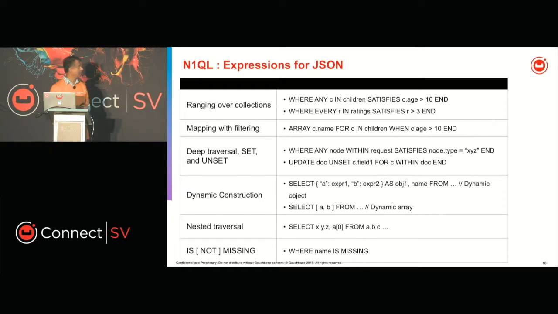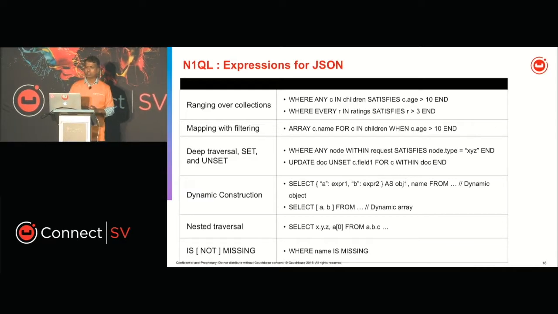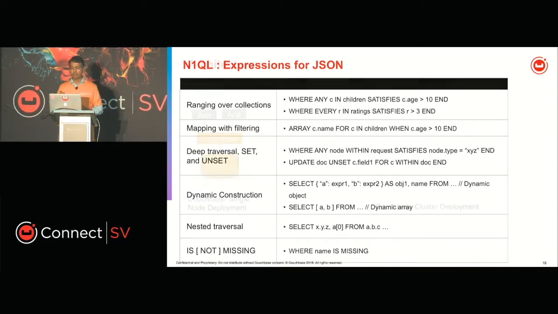Just for the sake of time, I won't go through every one of them, but you can see the whole ranging and mapping of the values with filtering. Deep traversal means sometimes you don't know how many levels there are. You should be able to find some value within that hierarchy. That's why we have WITHIN. You can construct JSON objects and arrays, everything dynamically, anywhere within the query. Just like IS NULL and IS NOT NULL in SQL, we have IS MISSING and IS NOT MISSING to introspect the JSON document.